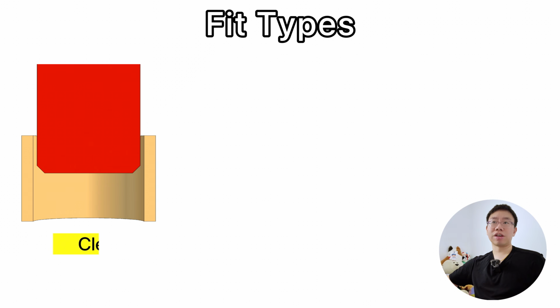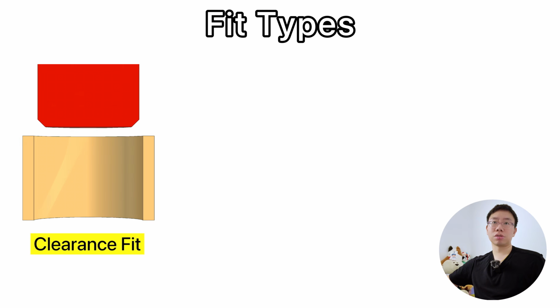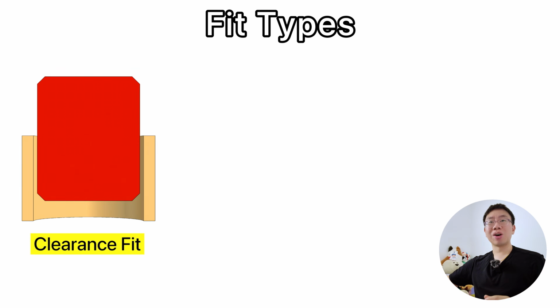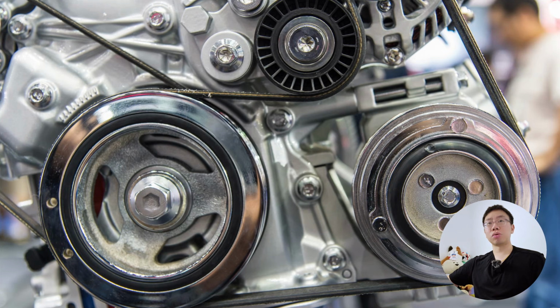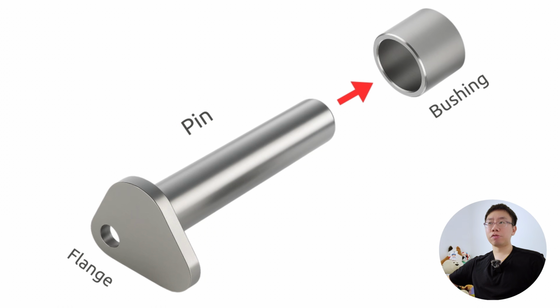First is a clearance fit. Gaps exist between parts. The shaft is smaller than the hole, so it can slide freely. They are used in assemblies that require motion, like pulleys, rotating shafts, and removable pins.